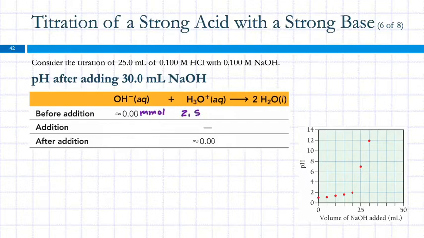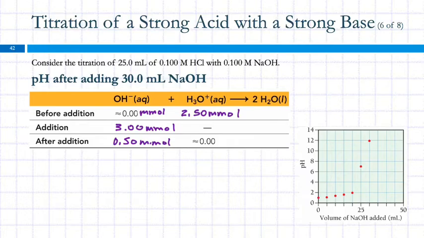Well, it's not 0. It's approximately 0. Okay, so we've got 3 of this and 2.5 of that. So we need 2.5 of each. Those are going to react and make water. And what do we have left? We have half a millimole of the hydroxide. Okay? Are we all seeing what's going on there?